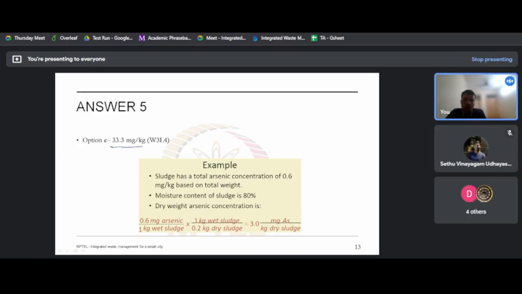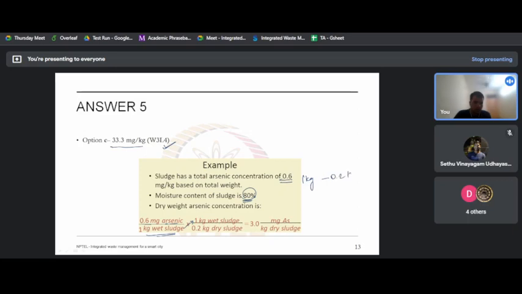Students can refer to the 4th lecture of this week. Here another example was given. Here we had arsenic, which was given as 0.6 mg per kg of moist sludge. Moisture content was 80%. So we took 0.6 milligrams of arsenic by 1 kg of wet sludge. Similarly, we'll do the operation, and we'll put it here also. So 1 kg of wet sludge, and we'll be left with: if we have 1 kg wet sludge, here moisture is 80%.